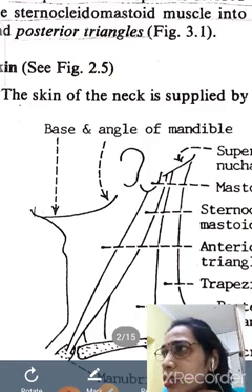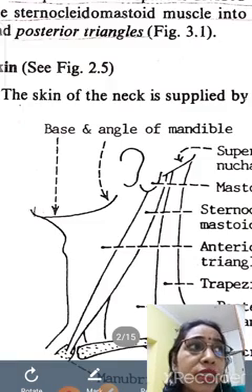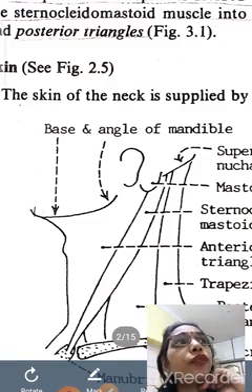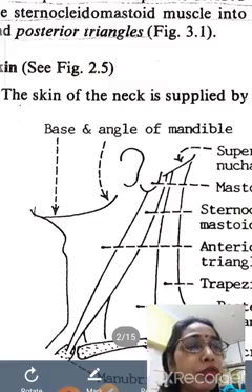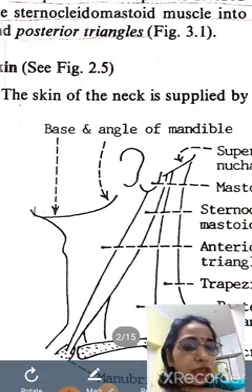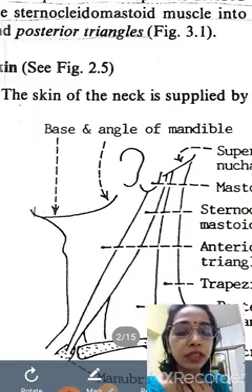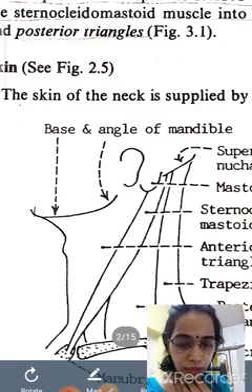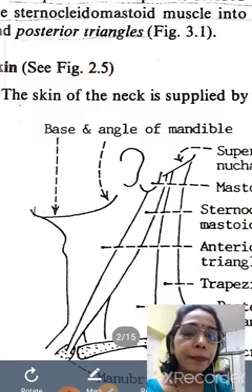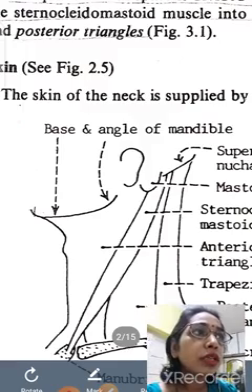It turns the face to the other side and tilts the head. Okay, when both muscles contract together, they draw the head forwards, as in eating and lifting the head from a pillow. So when you are eating something, this action is done by your sternocleidomastoid when both are contracting simultaneously, and when you get up from the pillow after lying. So this is very important.